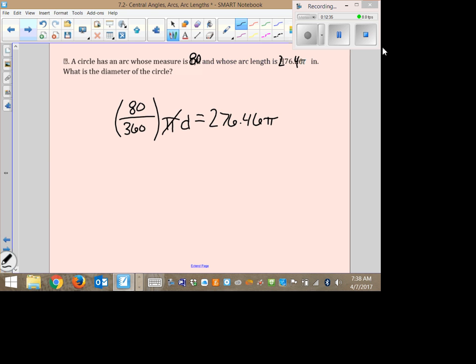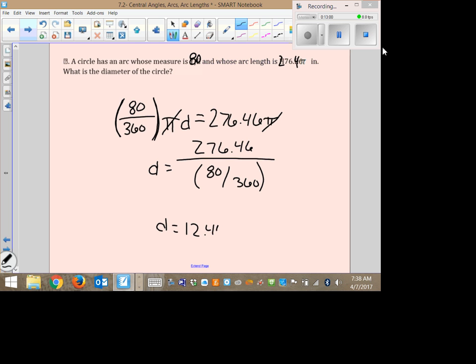So we can divide by pi to cancel those out. And then be careful here. Put all of this in parentheses. And so we're going to divide by all of that. So we get d to be 276.46 divided by. So when you're putting it in your calculators, careful to put all of this in the denominator. So we get our d to equal 12.44 inches.